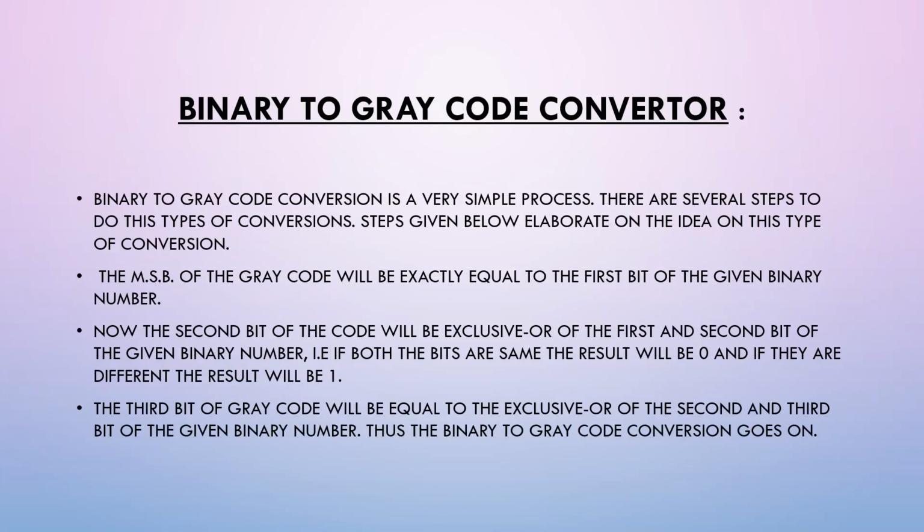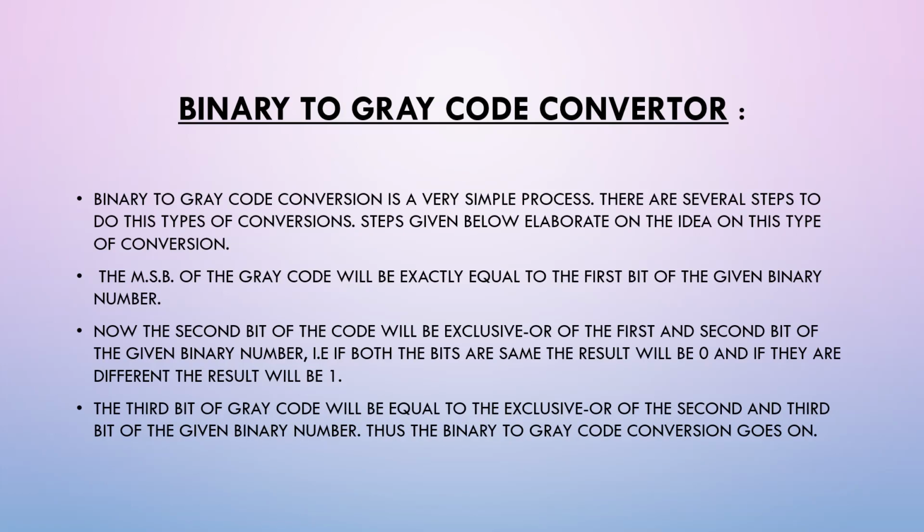Binary to gray code conversion. Binary to gray code conversion is a very simple process. There are several steps to do this type of conversion. The steps given below elaborate on the idea. The MSB of the gray code will be exactly equal to the first bit of the given binary number. MSB here refers to the most significant bit.